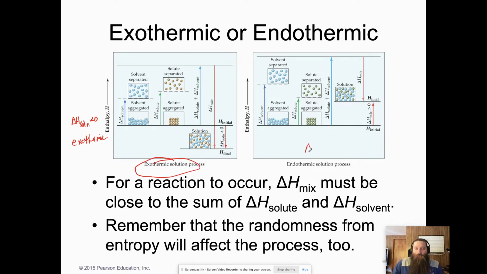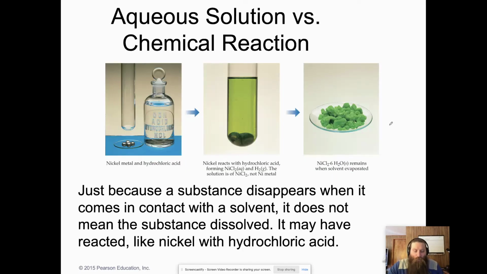And if you end up with a delta H of your solution that is greater than 0, then we are endothermic, which you can see on the right. So we have energy diagrams for mixing, just like we do for reactions. Now, speaking of reactions, it's important to point out that just because you mix two substances and one of them disappears, that doesn't mean that you have made a solution.